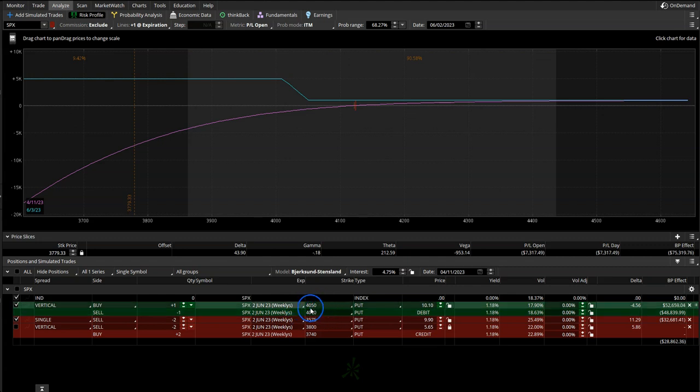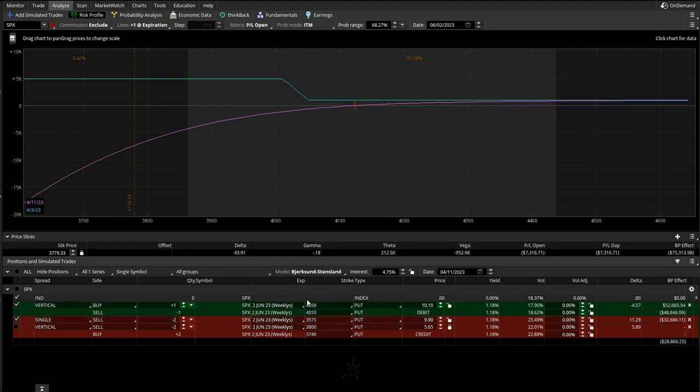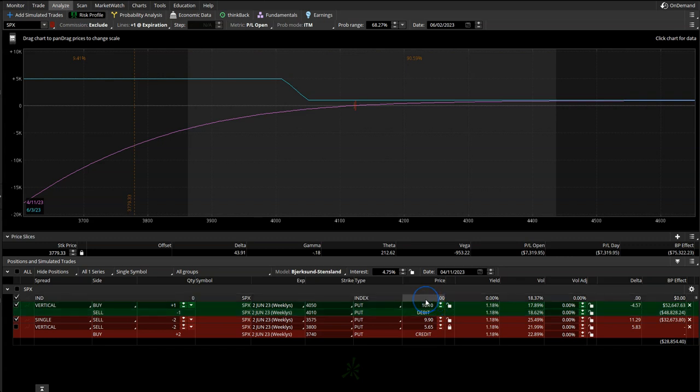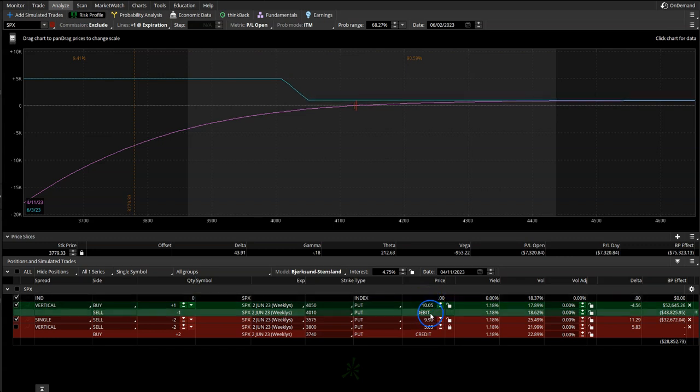I was buying the 4050 puts and I was selling the 4010 puts. So the difference between these two strikes is 40 points, and that makes it a 40-point wide put debit spread. The price for the put debit spread that I paid earlier today was somewhere around $10.30. This put debit spread is now trading at around $10.05.